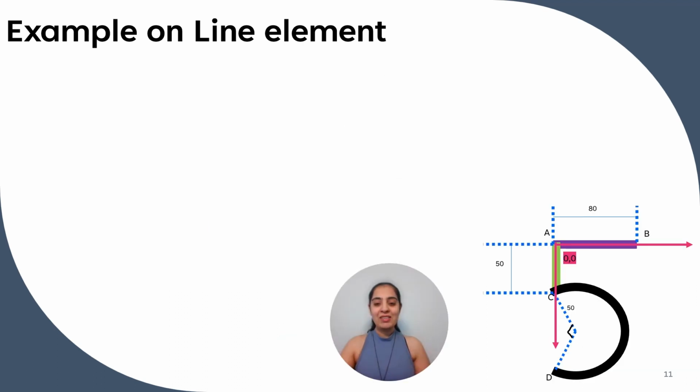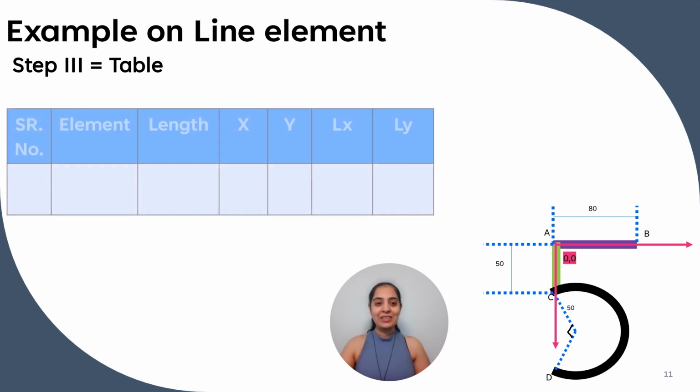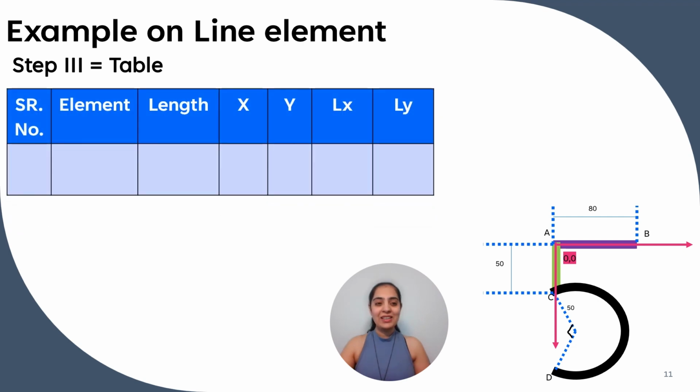For the next step, yes, we have to do the calculations according to the table. See, this is that table. So for that, we will separate out all the elements one by one and do the calculations. So let's separate out element AB first.